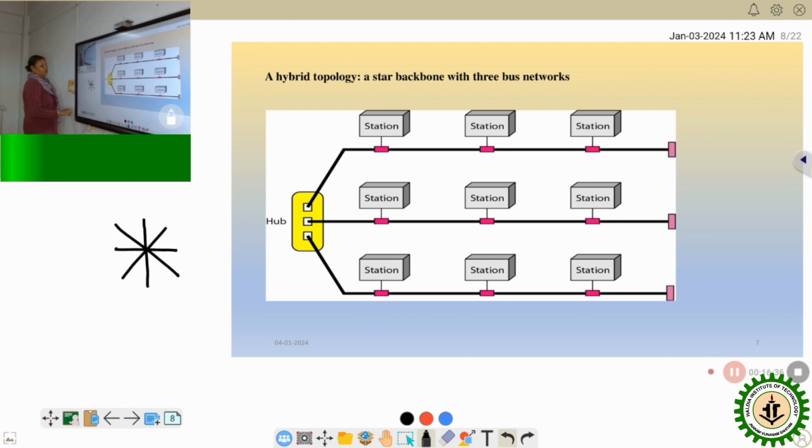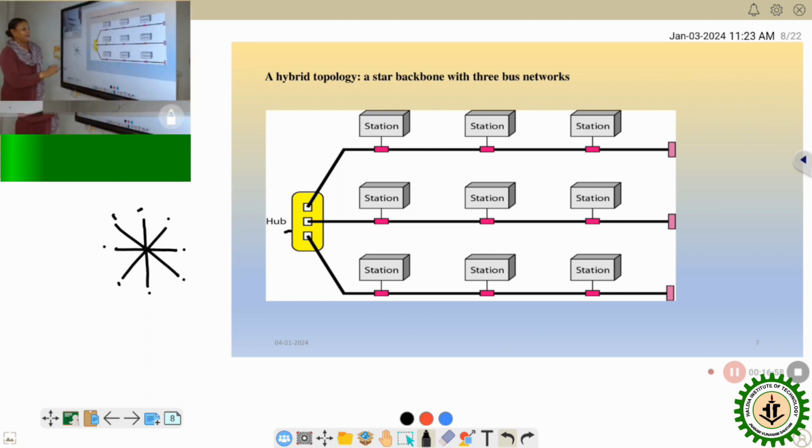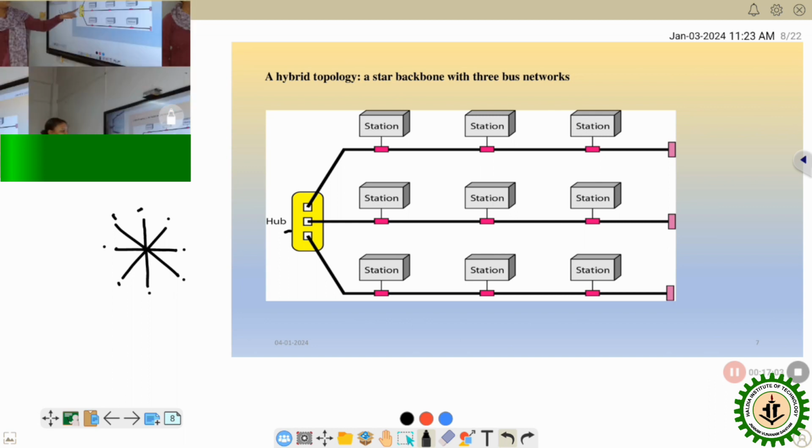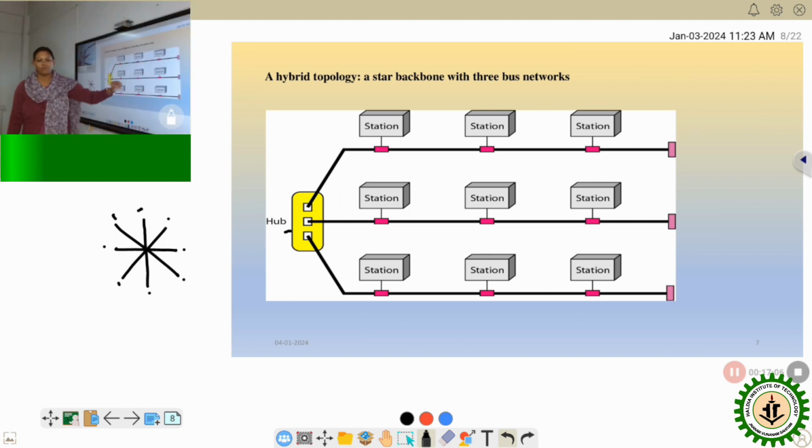It is a star. So the central point is declared as the hub and the rest of the positions are the station points. Okay, so this is the star topology. The central point of the star is declared as the hub. Okay, and the hub has different interfaces, and to those interfaces we connect some bus topology. So the first port is connected with bus line number 1, then the second one, then the third one. So this is the complete hybrid topology with star and bus.